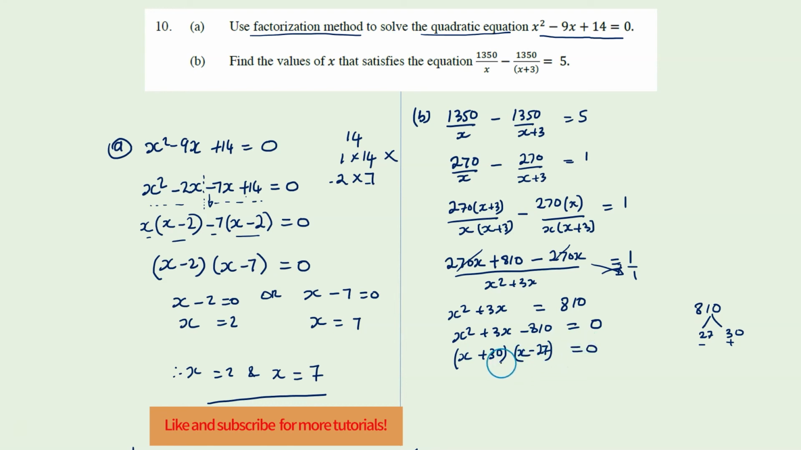In order to get a 0, one of the brackets must be 0, this or that. So we say x plus 30 equals 0, therefore x is equal to negative 30. Or then we have x minus 27 equals 0, therefore x is equal to 27. Right, so you've got the two solutions: x equals negative 30 and x equals 27.